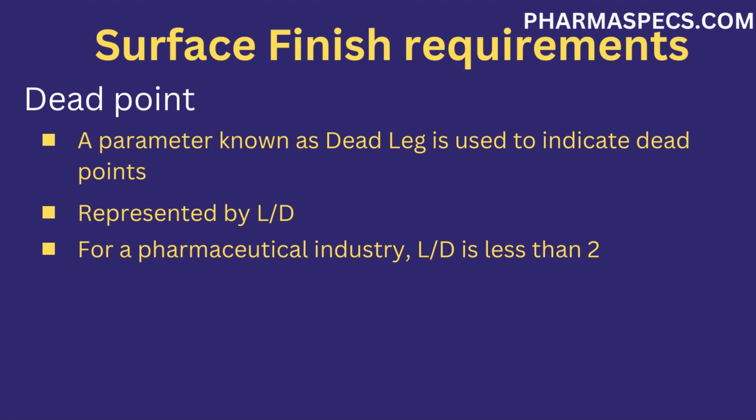To measure dead points in the pharmaceutical industry, a parameter known as dead leg is used. It is represented by L/D. For the pharmaceutical industry, the recommended value is less than 2. Dead points which have a value greater than 2 are not considered satisfactory, and the material should be cleaned, changed or repaired.